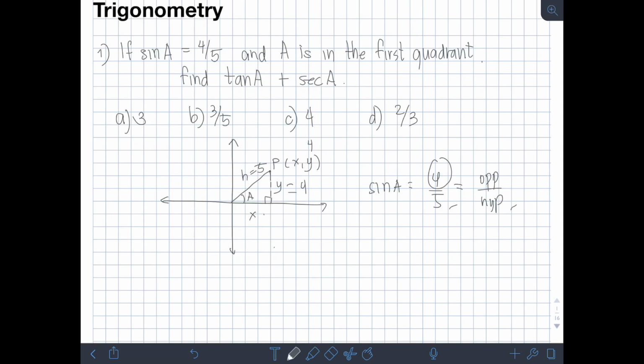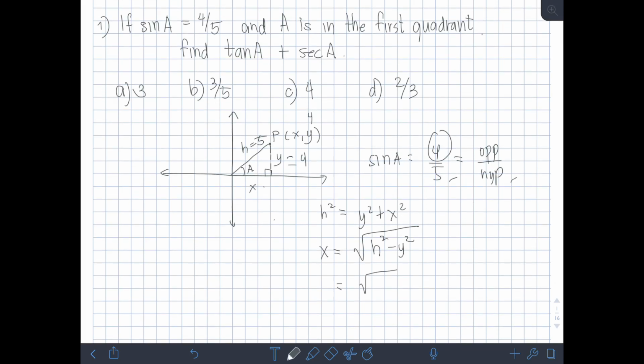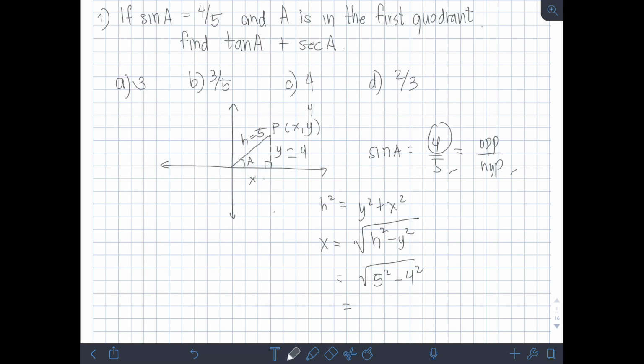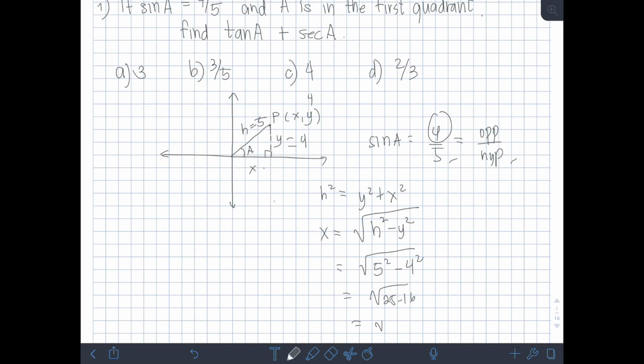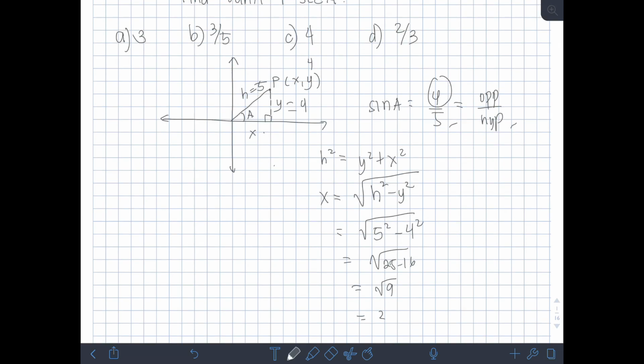So, therefore, yung h natin ay 5. Okay? So, masasolve natin si x. So, using Pythagorean Theorem, we have h squared is equal to y squared plus x squared. So, x is equal to square root of h squared minus y squared. Manipulating the equation. So, substitute natin. H is 5. So, 5 squared minus y is 4, so 4 squared. So, we have square root of 5 squared is 25 minus 4 squared is 16, or square root of 9 is equal to 3. So, therefore, x is equal to 3.